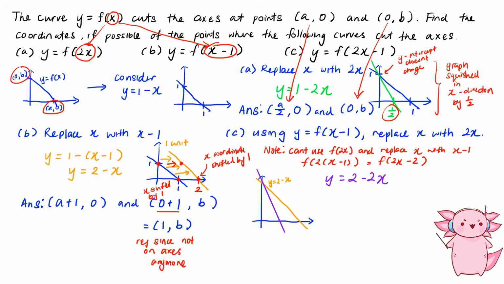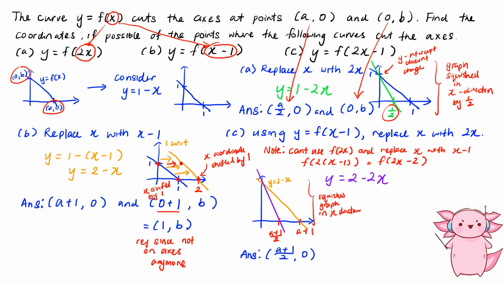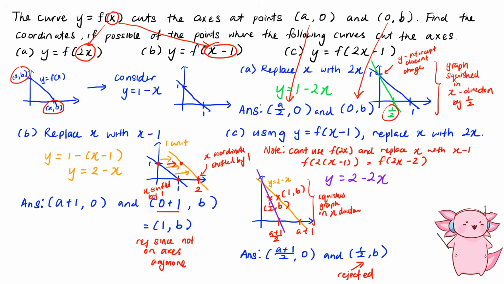So let's draw out the f of x minus 1 graph like this, and then we replace x with 2x, and then it squishes the graph in the x direction by half. So the new x-intercept becomes a plus 1 over 2, and the point 1, b, the x value will be squished to half, b, but again we have to reject this since it doesn't lie on the y-axis.